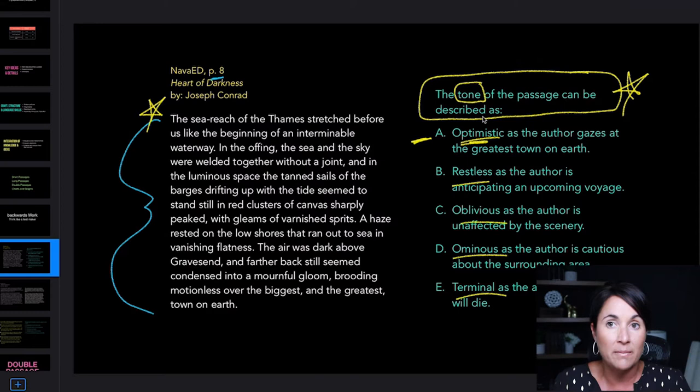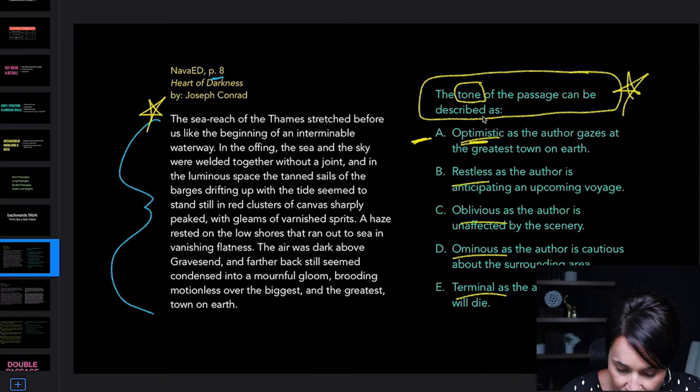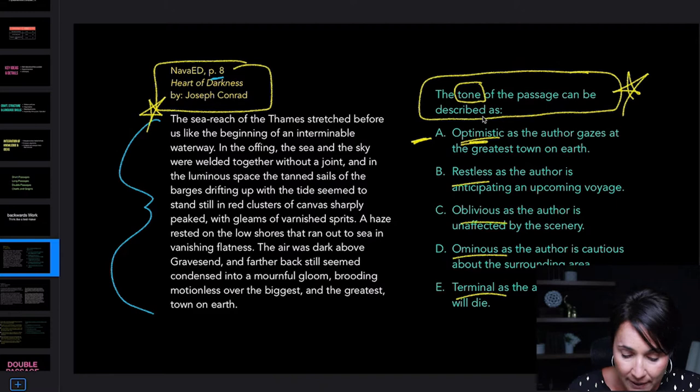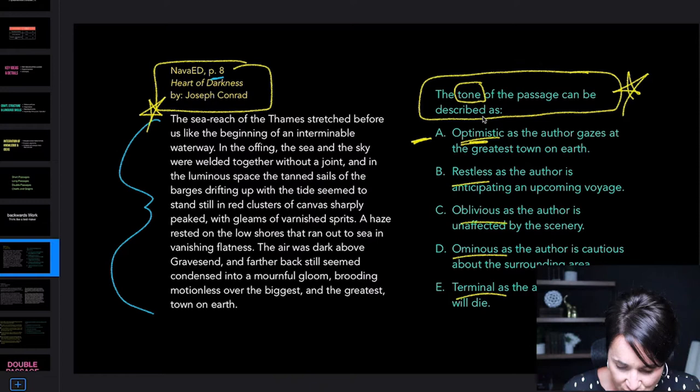Now, in this case, I'm not going to read all of this to you, but the title says Heart of Darkness. I want you to look at everything. If a title is given, look at it. Sometimes it's given, sometimes it's not. On ACT it's given, sometimes on Praxis it's given. But here we have Heart of Darkness. Now this might be a gimme if you're an English major and you've read Heart of Darkness. But if you haven't, you can see the sea reached the Thames, stretched before us like the beginning of an intermediate waterway. In the offing, the sea and the sky were welded together without a joint. And in the luminous space, the tan sails of barges. So we've got all this description going on.